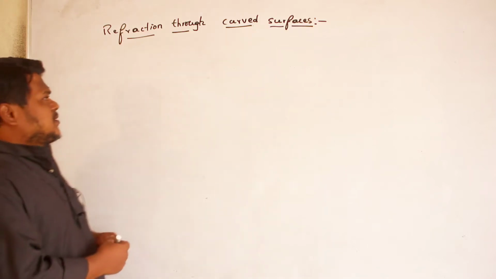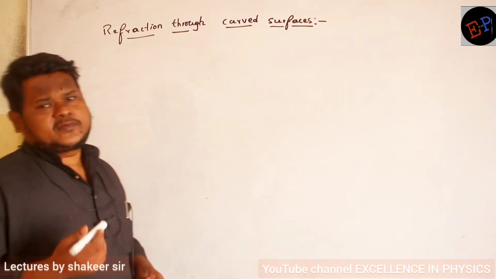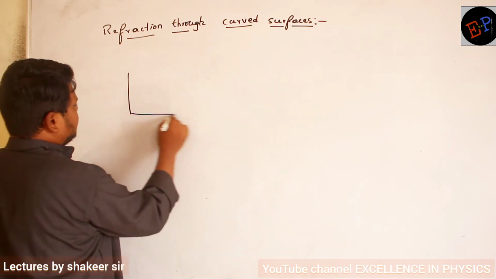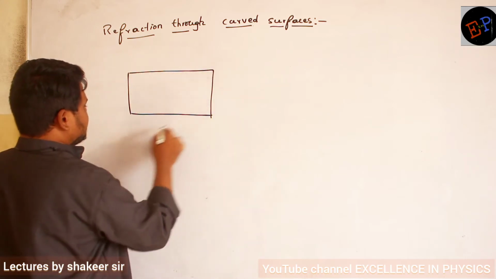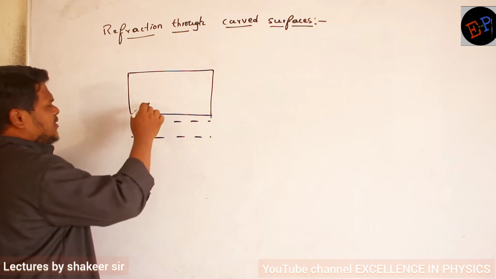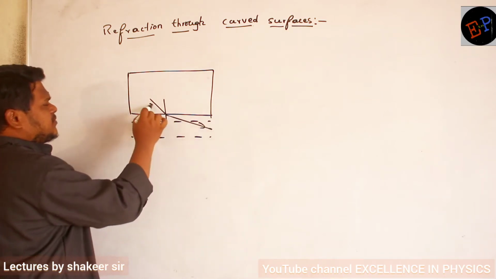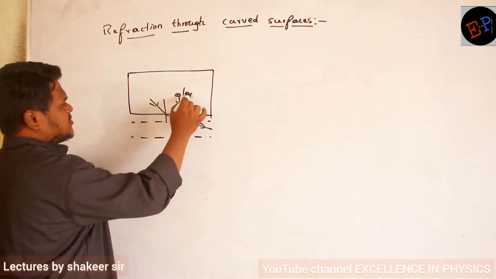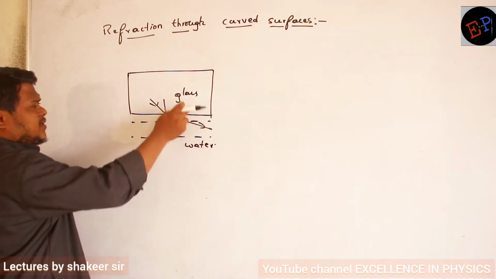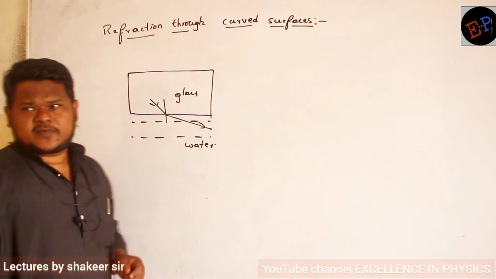Clear? So until now we have studied refraction through different media. For example, if this is one medium and this is a second medium, are you able to understand? Then when light enters from one medium to another medium, what happens, that we have studied. For example, if this is glass and this is water, water is less dense when compared to glass, no? So light bends away from the normal. Okay, this is what we have studied.